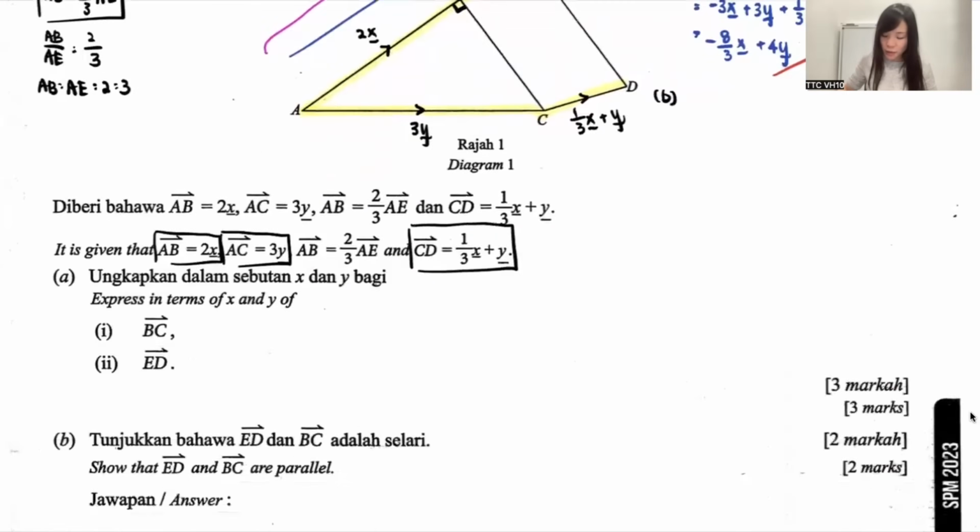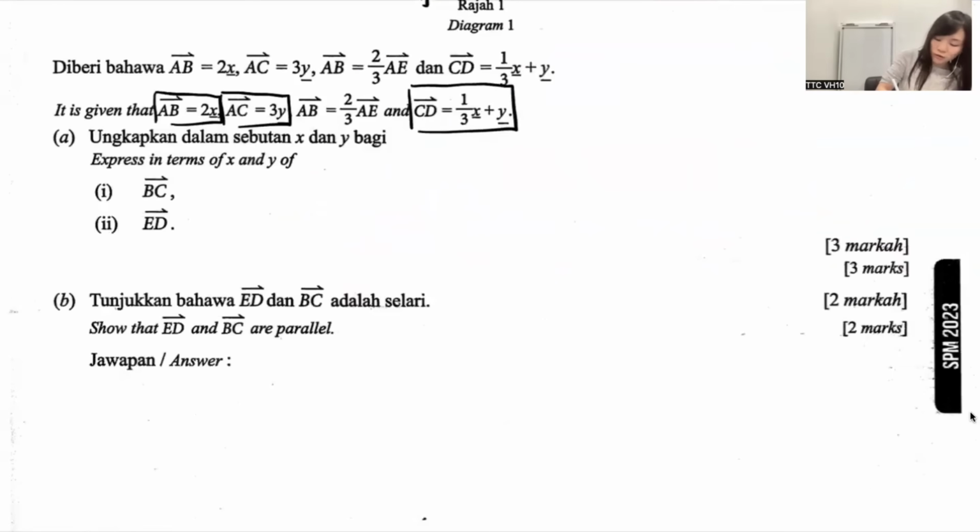Part B, they say what? Let me flip down a bit. Show. Oh, later on write the word "shown". Show that ED, BC are parallel. That means ED and BC definitely are parallel, my dear. You definitely need to write the word "shown". But of course, you need to prove that. How do you prove that, my dear?